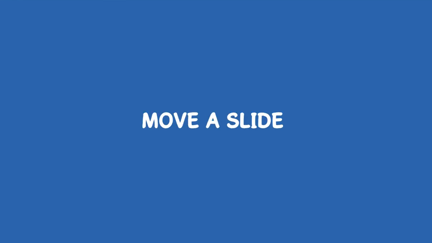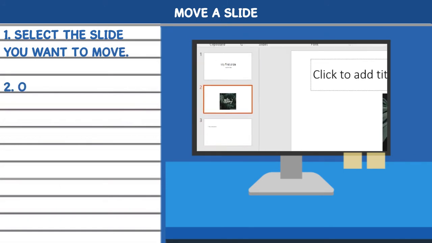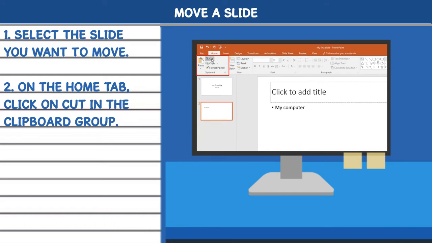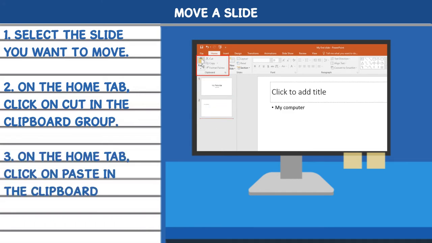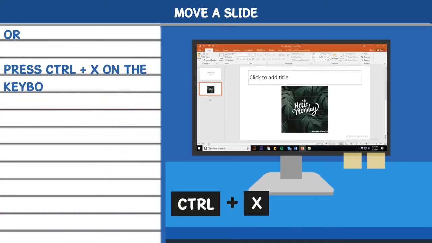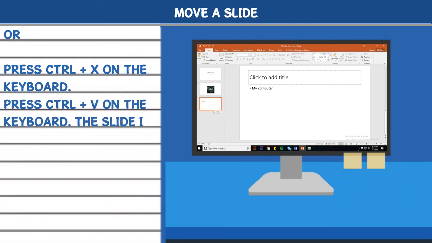Move a slide. 1. Select the slide you want to move. 2. On the Home tab, click on Cut in the Clipboard group. 3. On the Home tab, click on Paste in the Clipboard group. Or press Ctrl+X on the keyboard, then press Ctrl+V on the keyboard. The slide is moved to a new place.